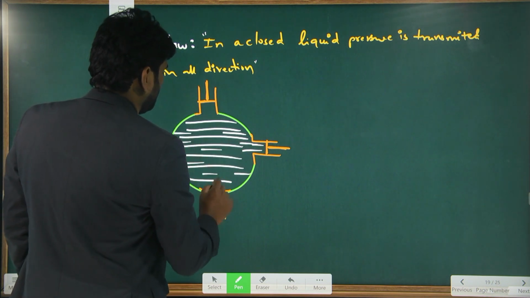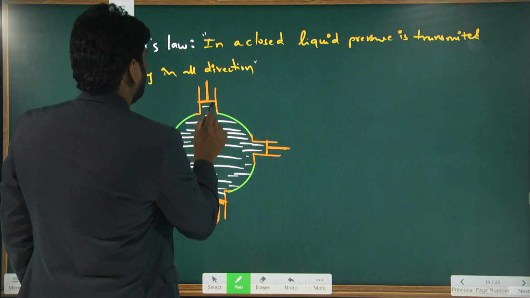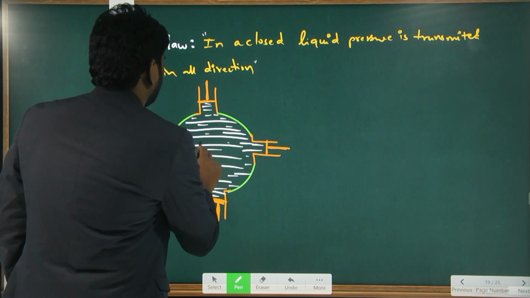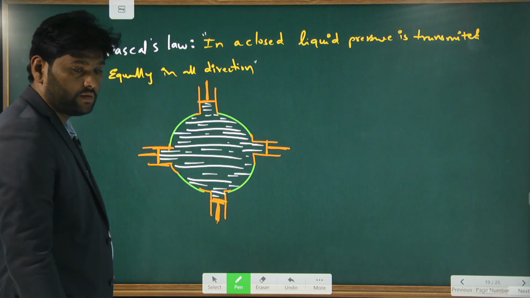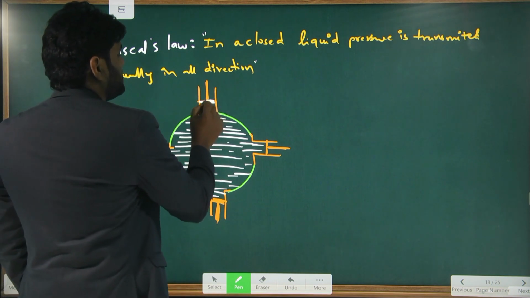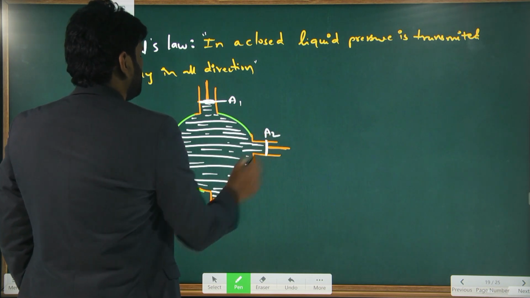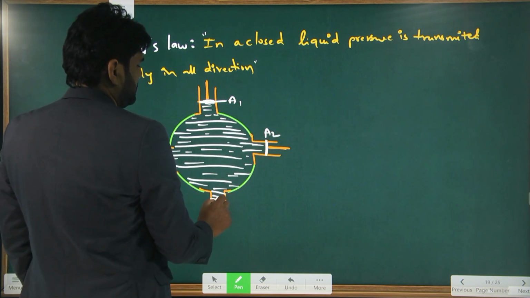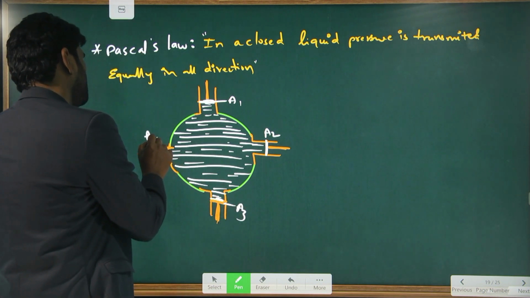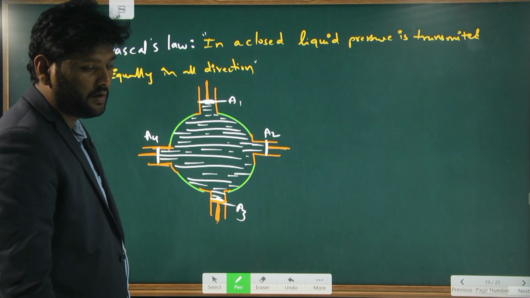Hydraulic oil is an incompressible liquid. Totally it is filled with what? Incompressible liquid. And here the area of cross section of this piston is A1. Area of cross section of this piston is A2. Area of cross section of this piston is A3. And area of cross section of this piston is A4. The pistons have very different areas of cross section.